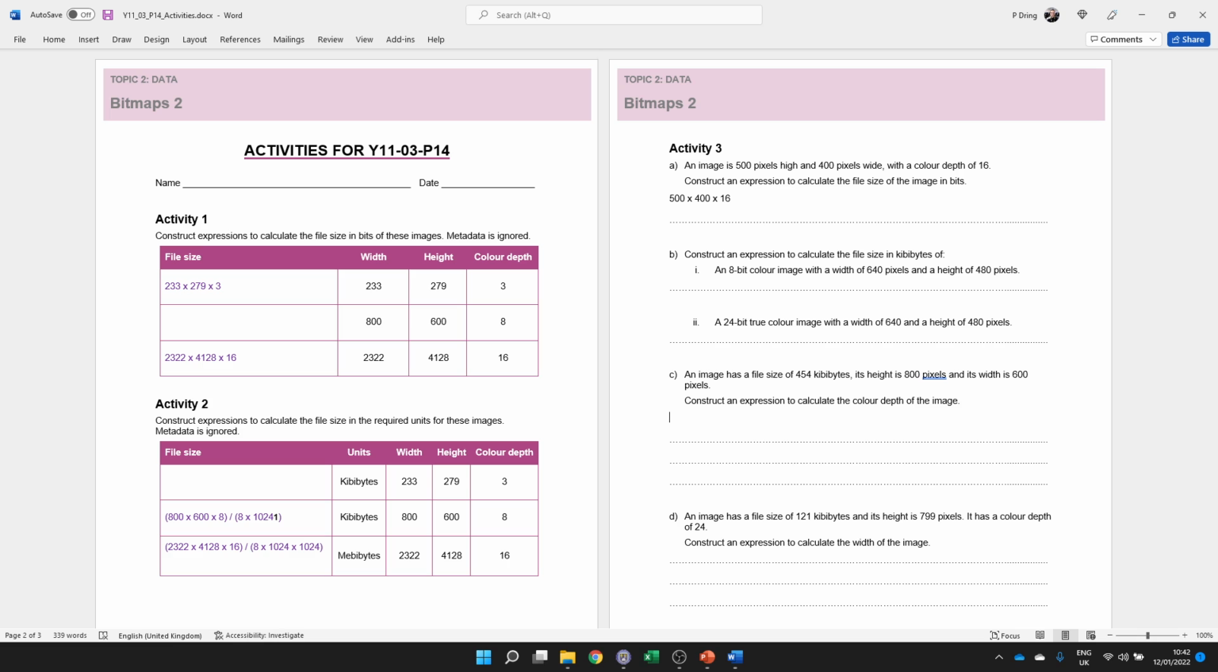An image has a file size of 454 kibibytes. Its height is 800 and its width is 600. Work out the color depth. So let's do the equation. 454 kibibytes is equal to, we've got a bit of maths rearranging going on here, 800 times 600 times the color depth.